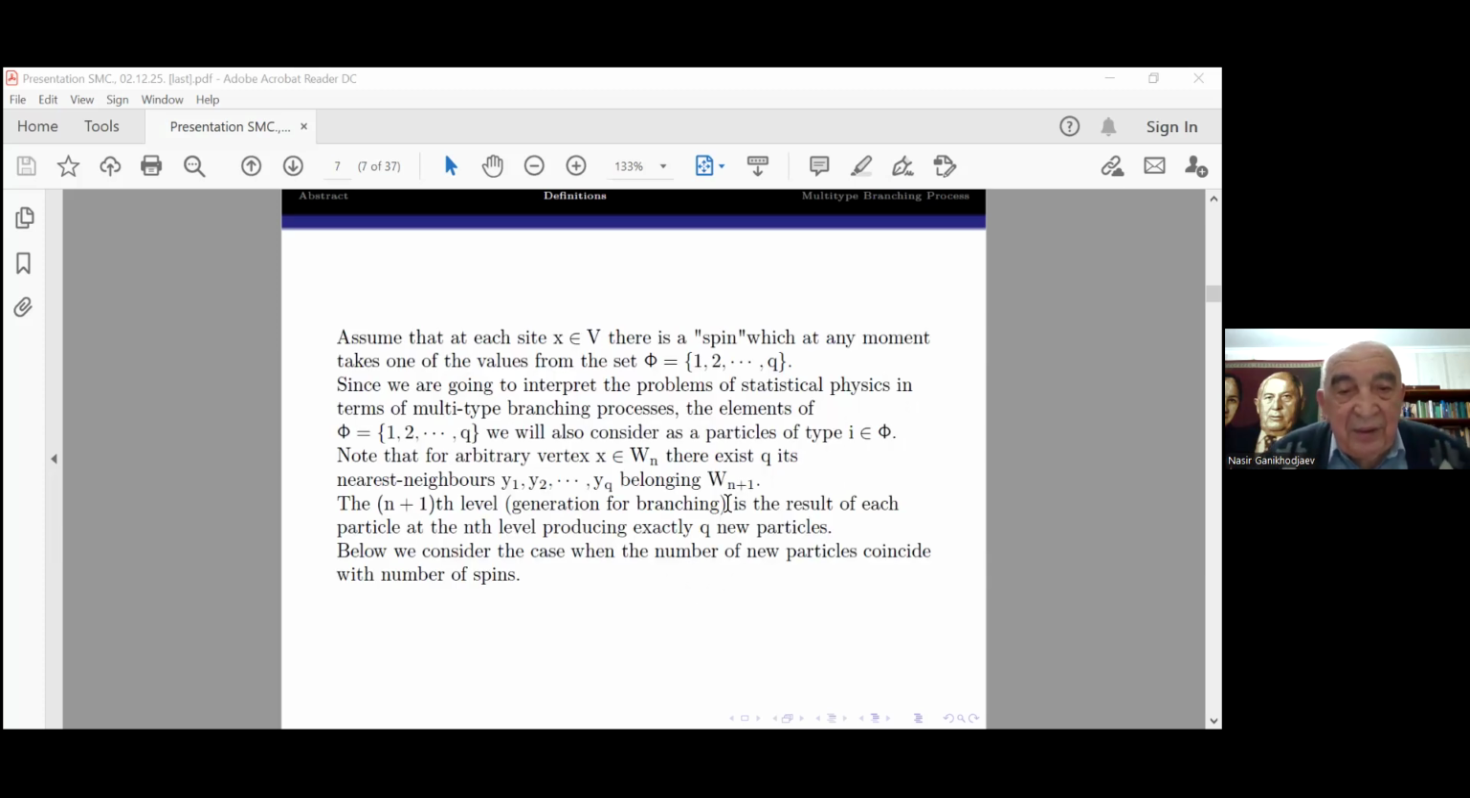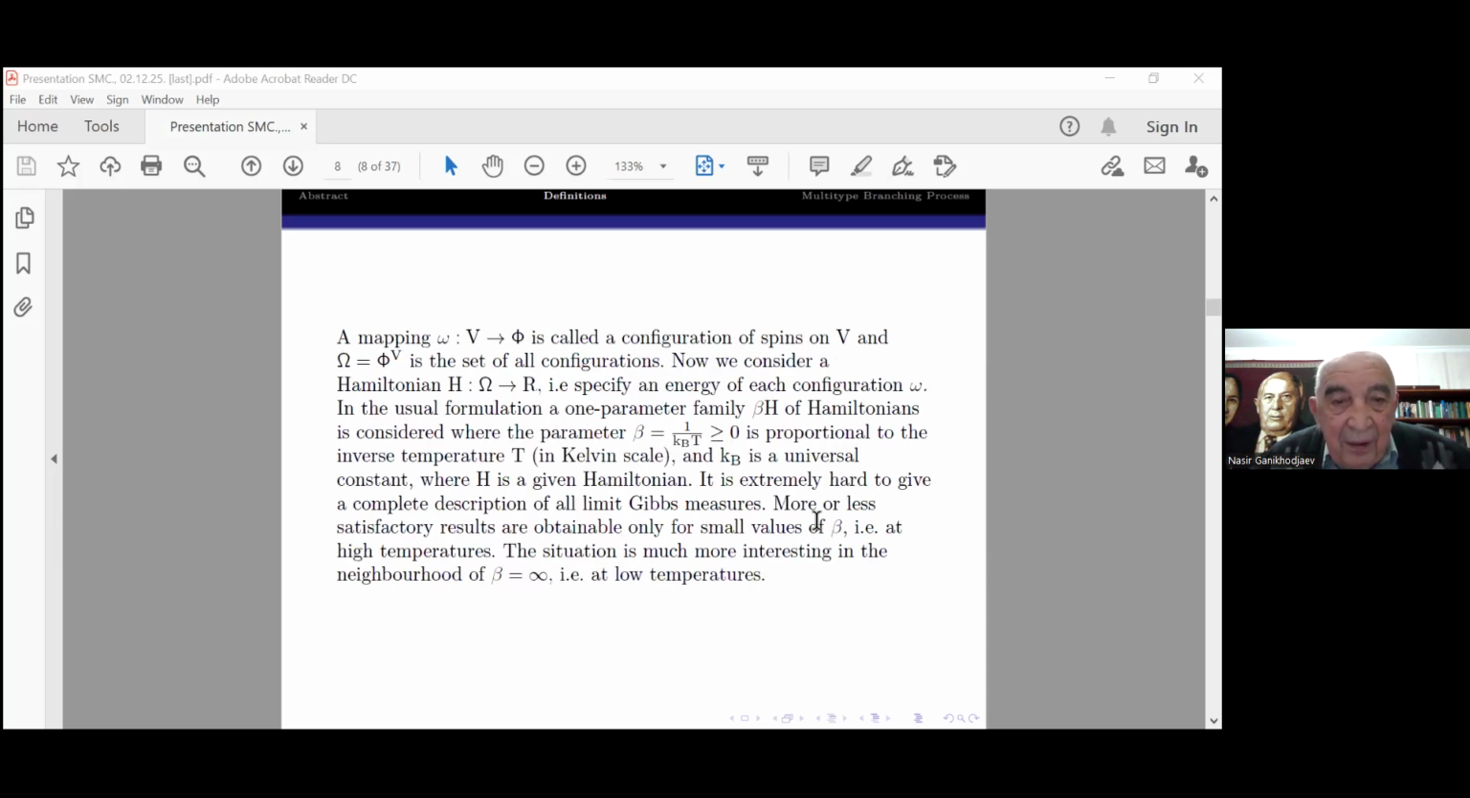This, of course, is not the general case of branching processes, but a special case where the number of generated particles is fixed, connected with the order of the considered tree. And we will consider the case when the number of new particles coincides with the number of spins, that is, we have the same set. So now some definitions about this mapping.